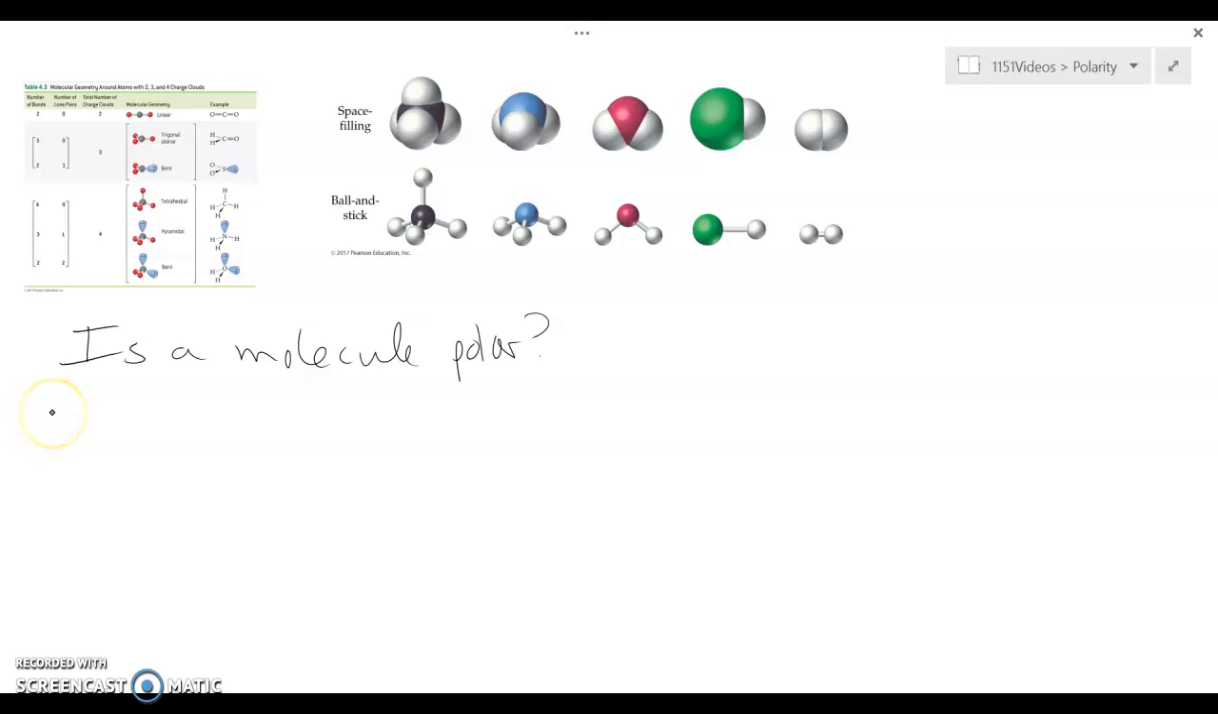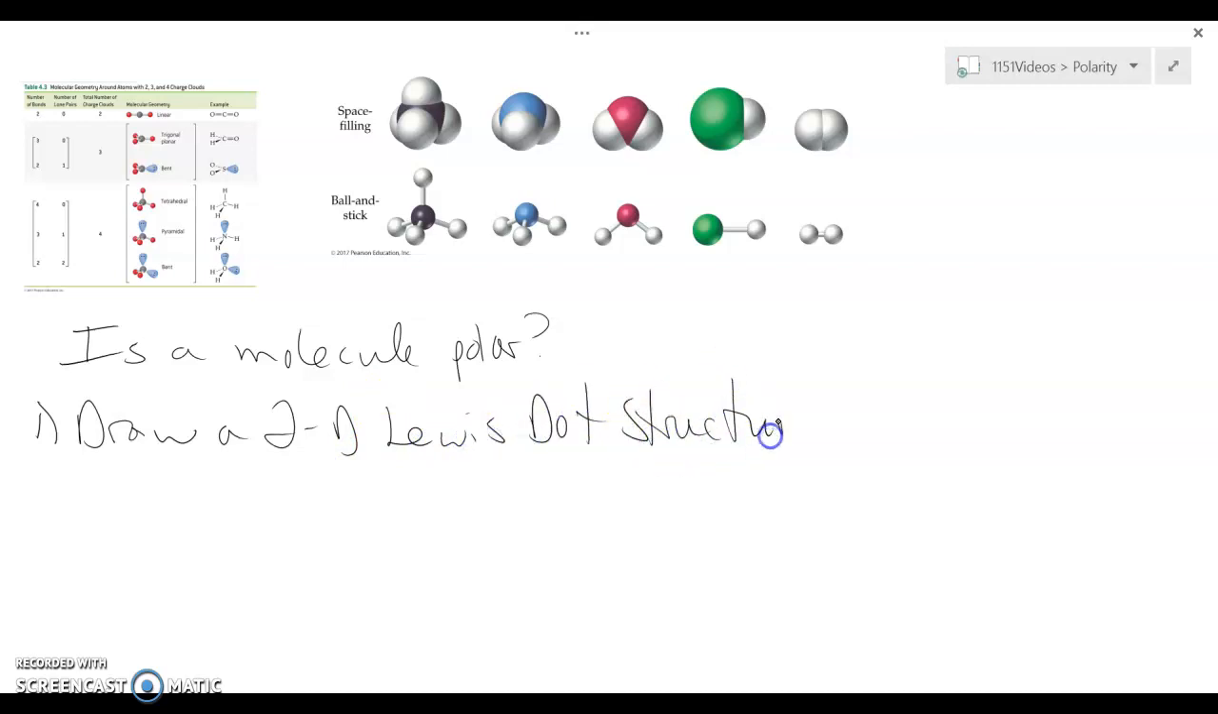So you'd be given a formula, and the first step would be to draw a 2D Lewis dot structure. Okay, that's where you have to determine the number of valence electrons that you have to work with. You usually have a central atom with some surrounding atoms, and then you have your 2D structure that you draw. So we've already done that in this class.